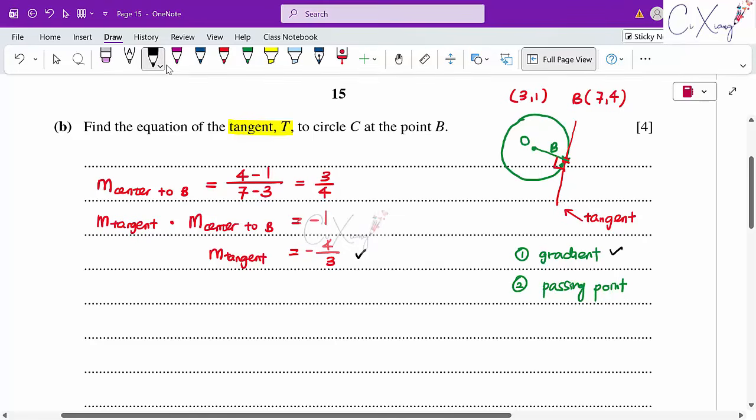Okay, and what's the passing point? Like what I told you just now, the passing point is basically (7, 4), the point B. And you have the passing point, you have the gradient with you, therefore now you can form the equation of the tangent.